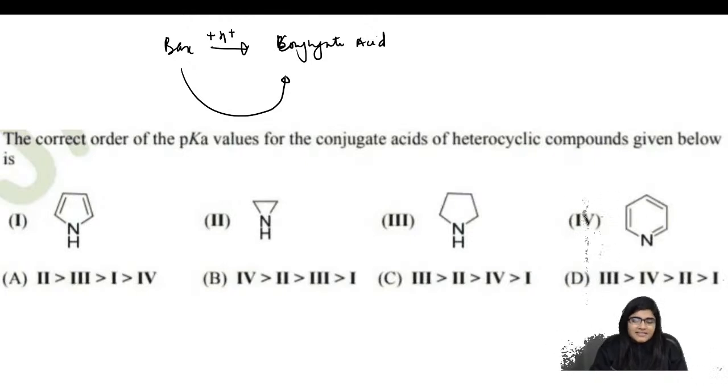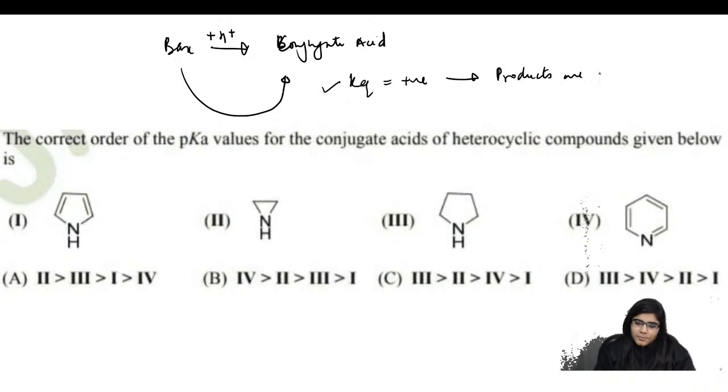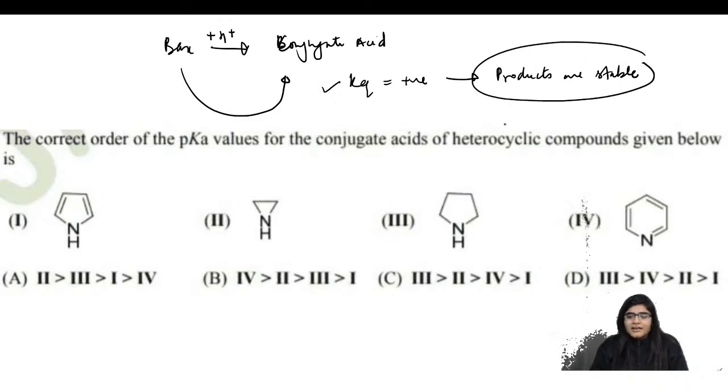Why? Whenever a particular reaction proceeds, this means K equilibrium is positive. What concepts can we conclude from a positive K equilibrium? This means the forward reaction is feasible or the products are stable. If products are stable, this means products are comparatively less reactive.